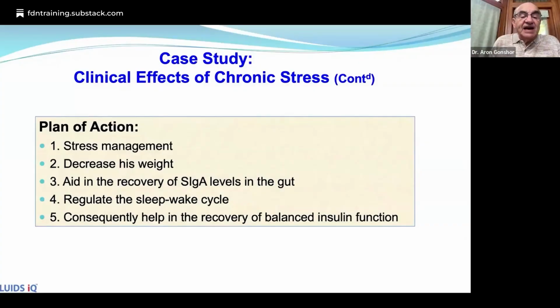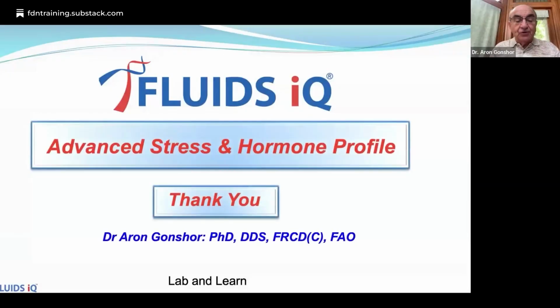So, what would be the plan of action? Well, it's pretty clear: stress management in its various forms. He has to decrease the weight, of course. He has to do various things to aid in the recovery of the sIgA levels in the gut, and we can spend another lecture going through all of the different modalities in the way in which you can do that. He needs to regulate the sleep wake cycle, and in doing all of that, consequently, be able to help in the recovery of a balanced insulin function. That's what should happen. And so that was just a quick overview of insulin with a case report.